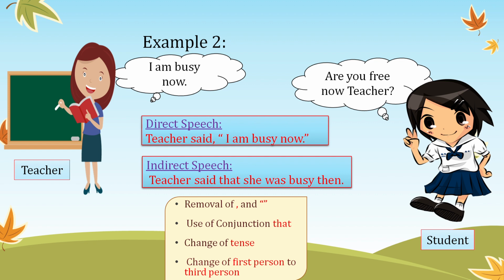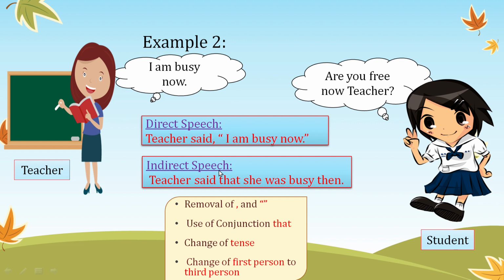Let's again take example 2. Student asked, are you free now, teacher? And teacher said, I am busy now. The student will narrate the teacher's speech in direct form. Teacher said, I am busy now. Again, you can see the reported speech, that is, I am busy now, is inside the quotation mark. It is separated from the rest of the sentence with the help of a comma. The reporting verb is said. Clear? And the first letter inside the inverted comma is a capital letter.